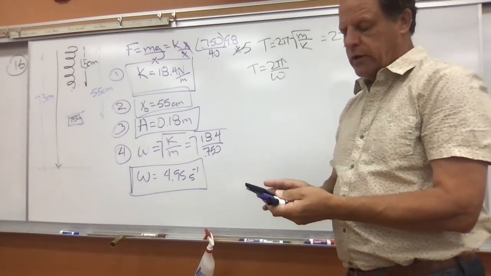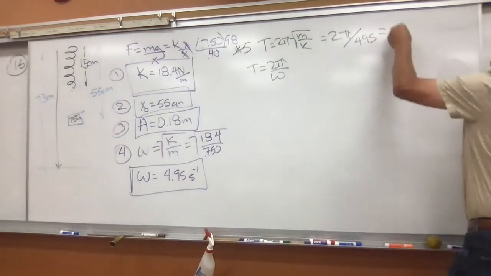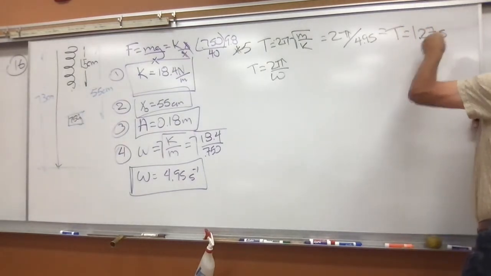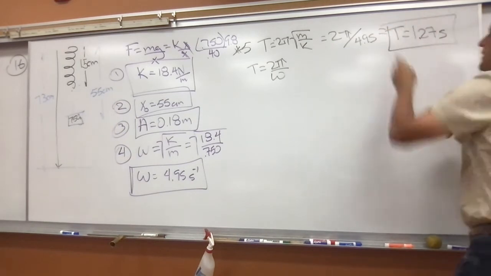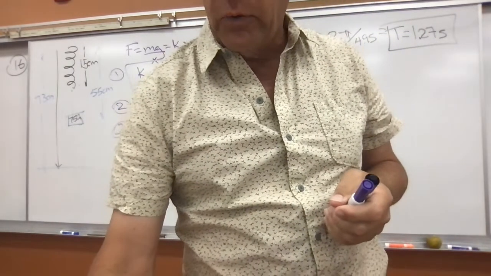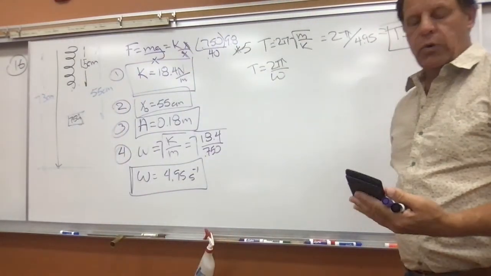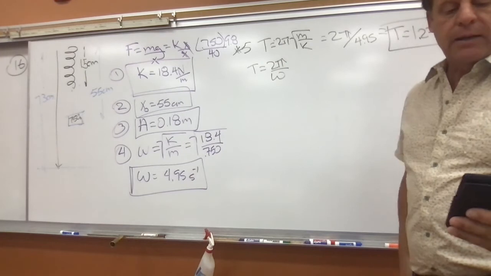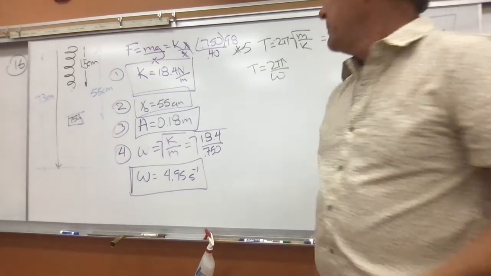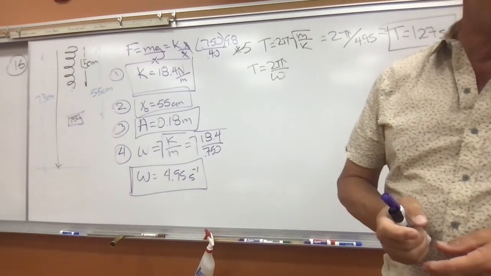That's going to give us 1.27. So our period is equal to 1.27, and that would be seconds. And remember that I could ask you what the frequency is, which would just flip that over, which would give you like 0.79 hertz. Okay, so that is question number 5.